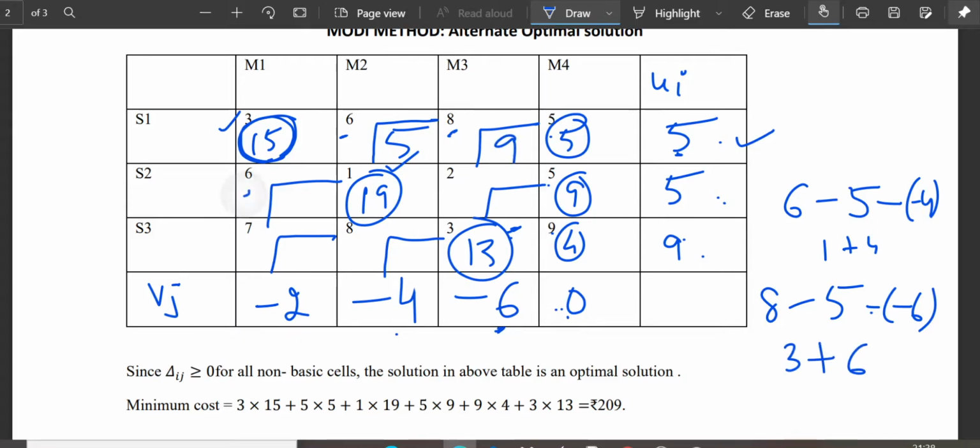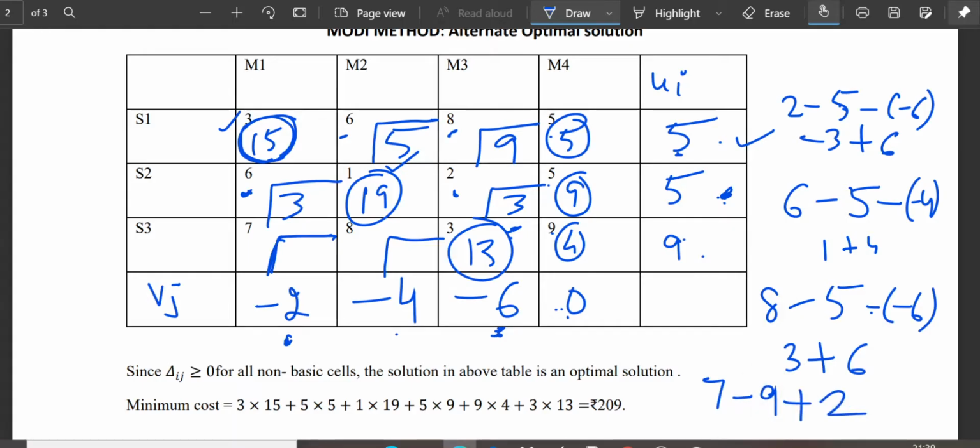Right? Now come to this 6. 6 is the Cij, corresponding Ui is this 5, corresponding Vj is this minus 2. 6 minus 5, 1, 1 plus 2, 3. Now come here. This is my 2 Cij, Ui is 5 and this is minus 6. So 2 minus 5 minus minus 6. So 2 minus 5 is minus 3 plus 6. So it is 3. Now come to this 7. 7 minus 9 minus 2. 7 minus 9 is minus 2, plus 2, 0. Now come to this 8. 8 minus 9 minus 1, minus 1 minus 4. So minus 1 plus 4 is 3.